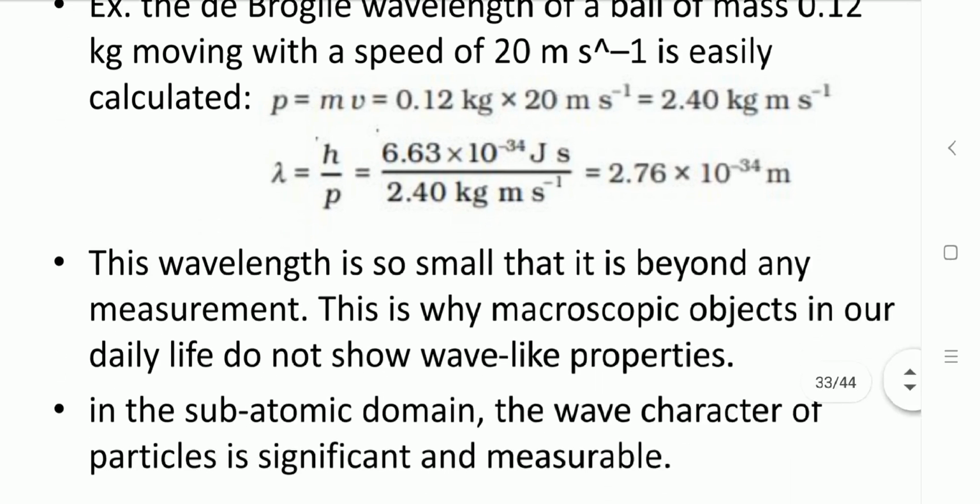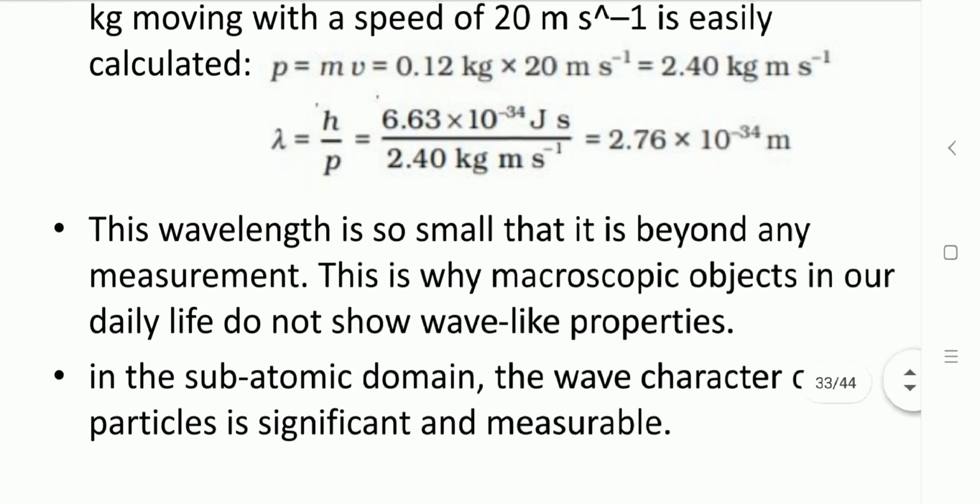So here, these macroscopic objects in our daily life cannot show wave-like properties, having a larger mass. But in atomic and subatomic structure, this wave characteristic of particles can be significant, can be defined, and can be measured.